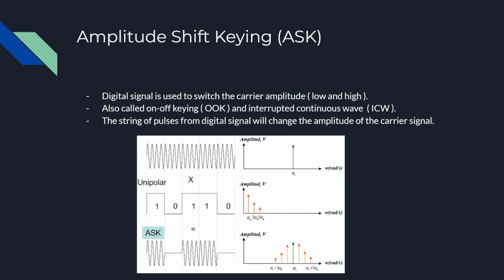Amplitude shift keying, ASK. The digital signal is used to switch the carrier amplitude to low or high. It is also called on-off keying, OOK, and interrupted continuous wave, ICW. The string of pulses from the digital signal will change the amplitude of the carrier signal.